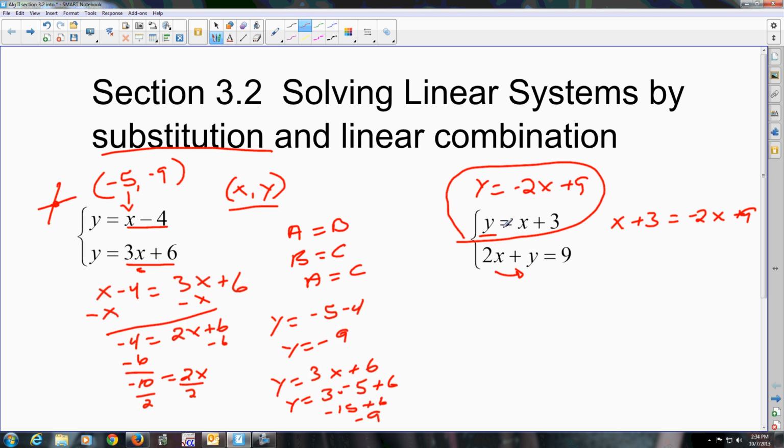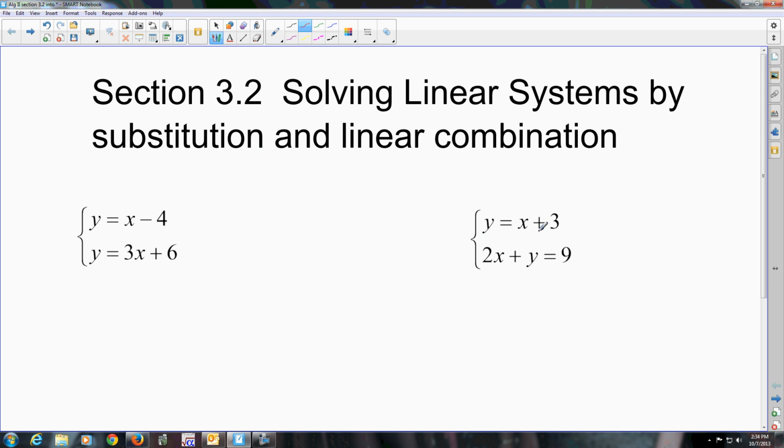Or what they're really suggesting that you do on this one instead is that here's a y value and there's a y value. Those y values are equal. So substitute one for the other. So in other words, 2x plus something that's a y value is equal to 9. And in there I'm going to fill in what y is worth. y is worth x plus 3. So now I've got 2x plus x plus 3 is 9.